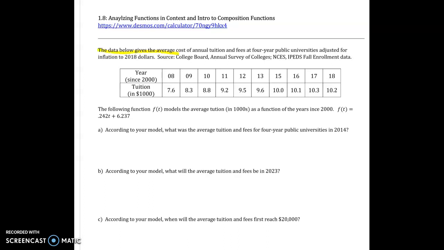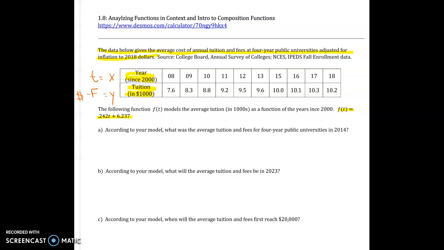So the data below gives the average cost of annual tuition and fees at four-year public universities adjusted for inflation to $2018. So if you notice, we've got our years since 2000 and we've got our tuition in thousands of dollars. This top row refers to our X and the bottom row refers to our Y. But when I notice when they write it in function notation, they use this. And so what's happening is X is actually our T, our time in years, and our function is just the price. So just some little notes off to the side.